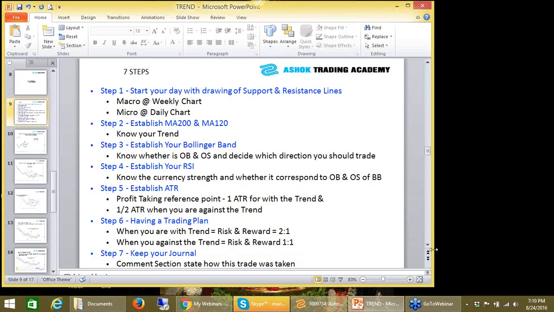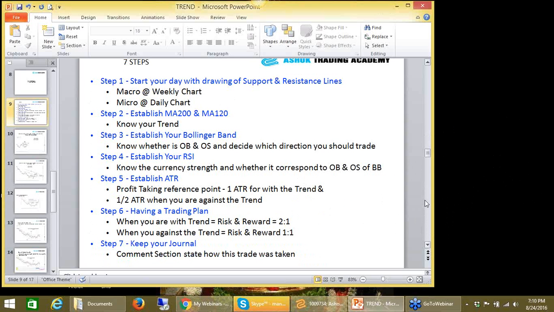Step number 7. Once you have entered, or decided to take a trade, you put comments on which trade you are going to take, against the trend or with the trend, and how much risk and reward you are going to take. That's the point in step number 7.